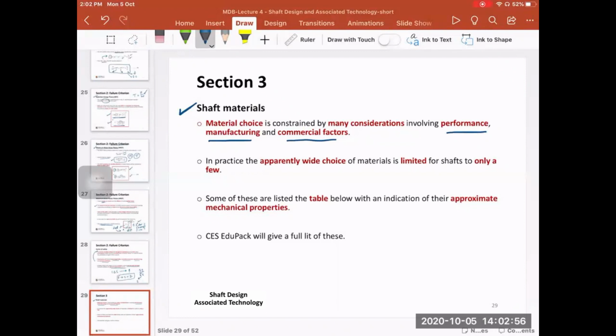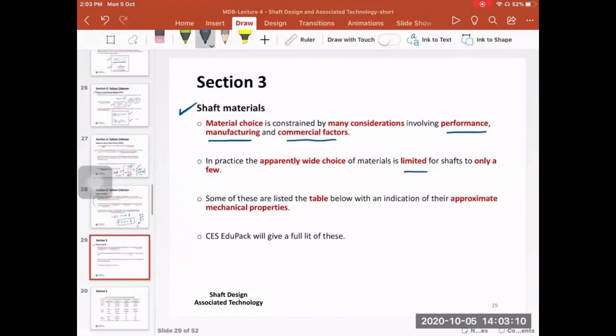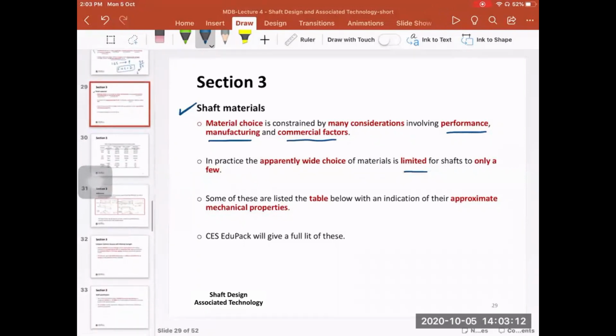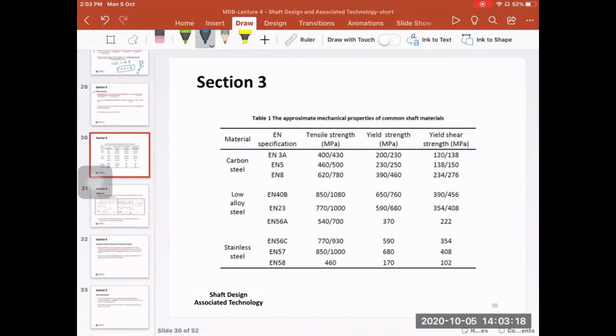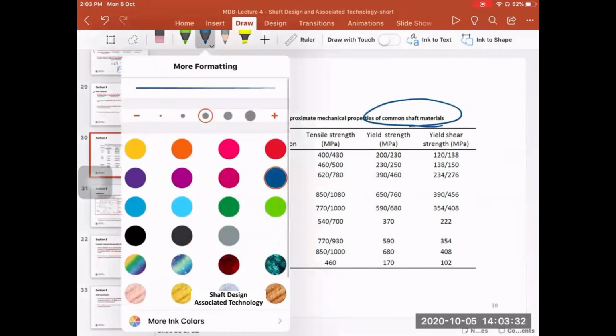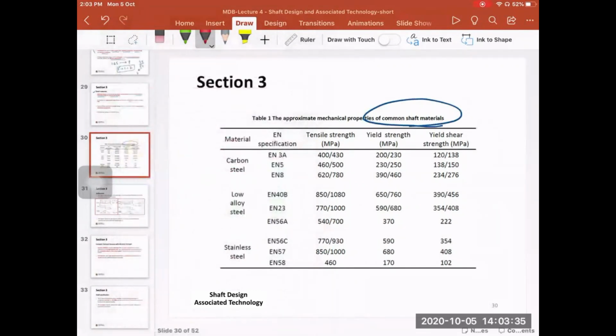Based on these considerations, this limits the choices for the materials that we can use. We have to use a material from the list that will be given on the next slide, and we have to use a ductile material as well. There are some standard materials that you can use based on this table, and the values given here are approximate mechanical properties of these common shaft materials.